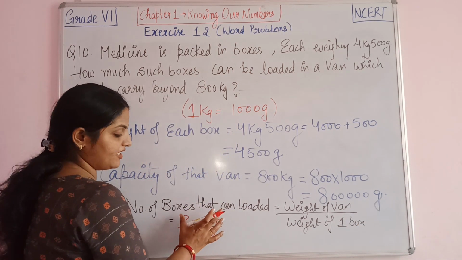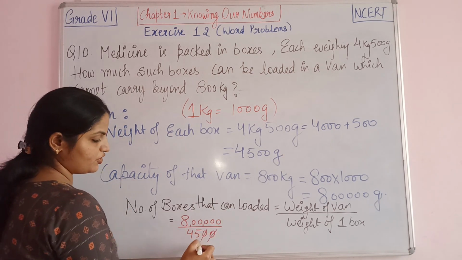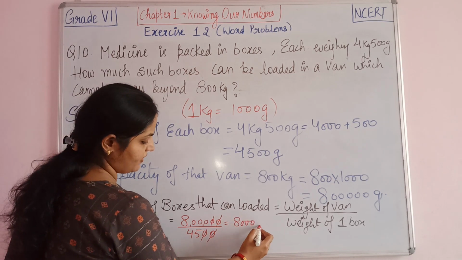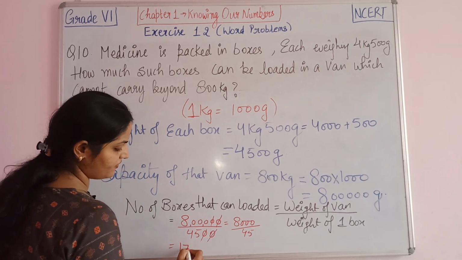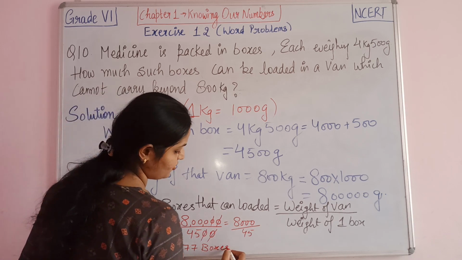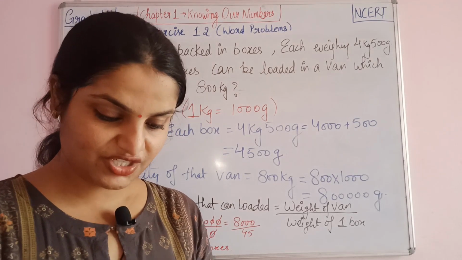So we have to divide this 8 lakh by this 4500. 2 zeros will cancel out with 2 zeros. So basically it is 8000 divided by 45, and we will get the answer as 177. So the answer will be 177 boxes it can load. Okay, I hope it's clear to you. Now let's move on to the next question.